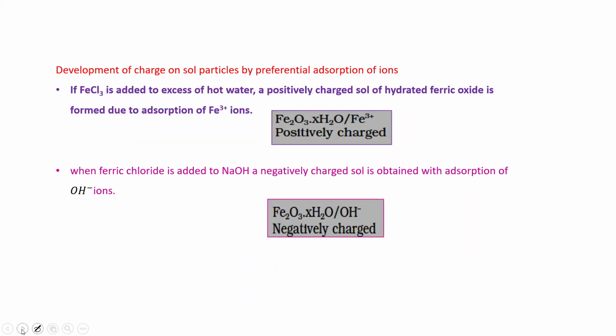See one more example. If FeCl3 is added to excess of hot water, a positively charged sol of hydrated ferric oxide is formed due to adsorption of Fe3+ ion. Same reason, that's why this is positively charged when FeCl3 is added to excess hot water. But if FeCl3 is added to NaOH, then we will get a negatively charged sol due to the adsorption of OH- ion. This can be represented like this.